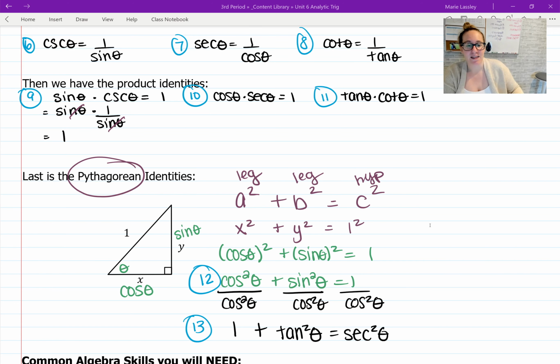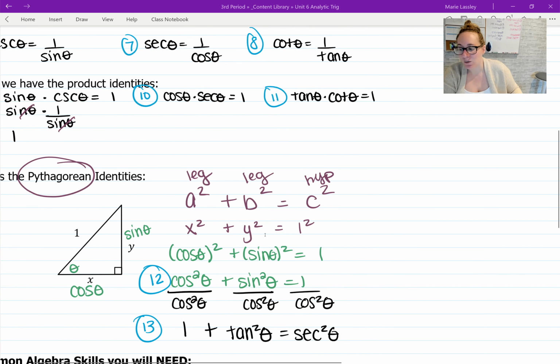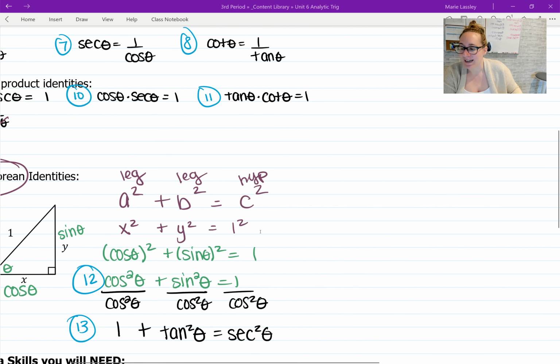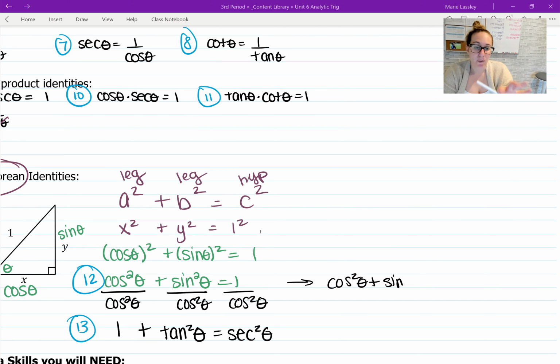All right, to get the 14th one, instead of dividing to make cosine equal to 1, we're going to divide to make sine equal 1. So we're going to start with this same number 12, cosine squared theta plus sine squared theta equals 1. But now we're going to try and get rid of sine. So we're going to divide to get sine to be 1. So we divide by sine squared.